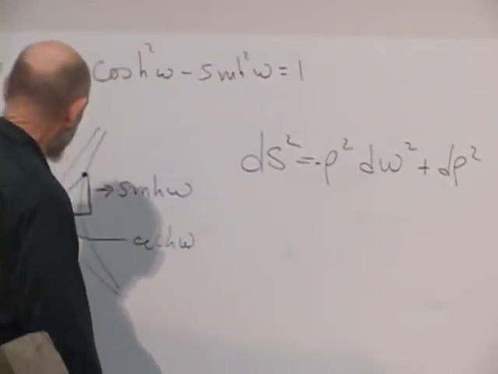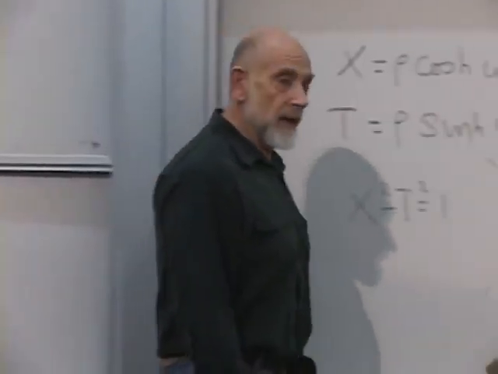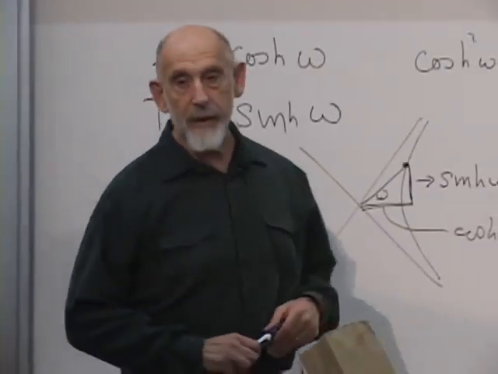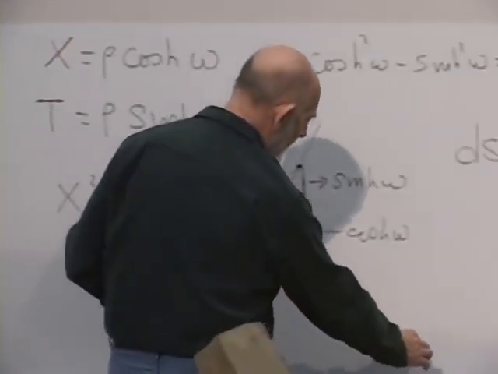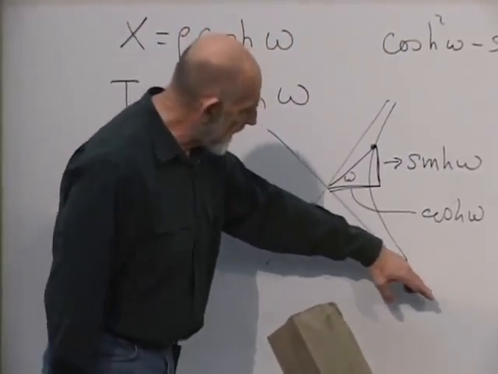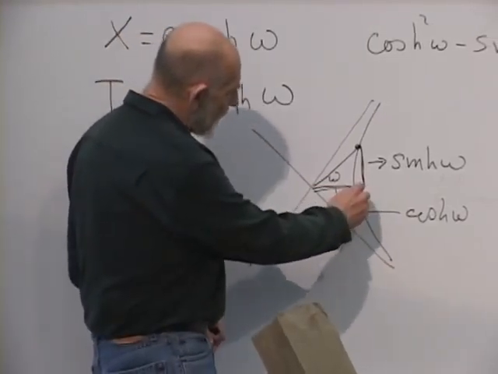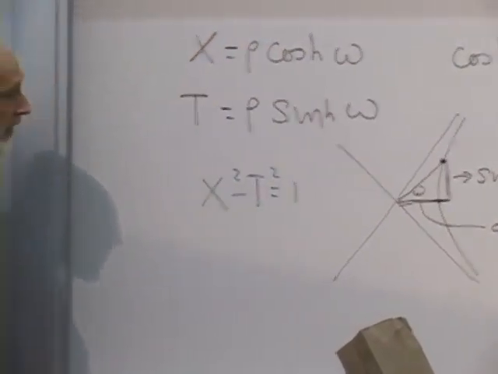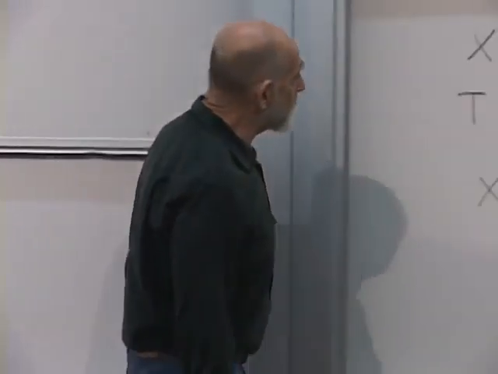Omega is like theta. But there is a big difference between omega and theta. Theta is a periodic variable. It goes around on a circle. It goes from 0 to 2 pi, and it never gets bigger than 2 pi. And then, of course, it jumps back to 0 again. Omega goes from minus infinity way down here, goes up to here, becomes 0 at this point, and then goes up to plus infinity. So hyperbolic angles, unlike ordinary angles, go from minus infinity to infinity.